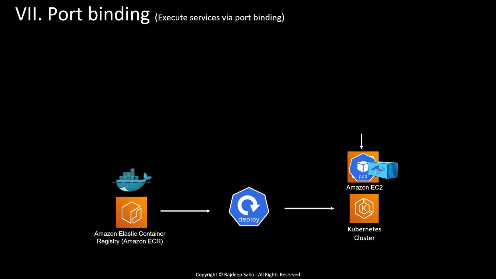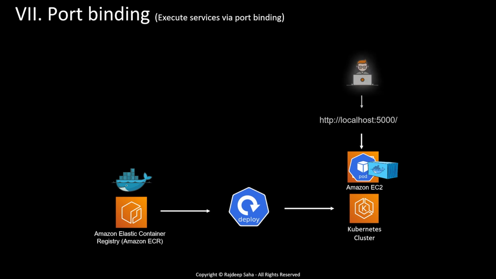Now, the next factor is port binding. The tagline is execute services via port binding. So let's say you are running your Flask application, and Flask application is always exposed through port 5000, and you want to test it out.